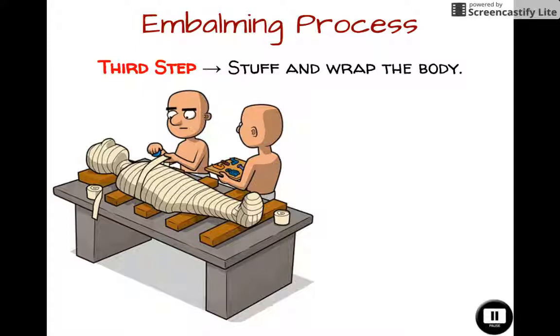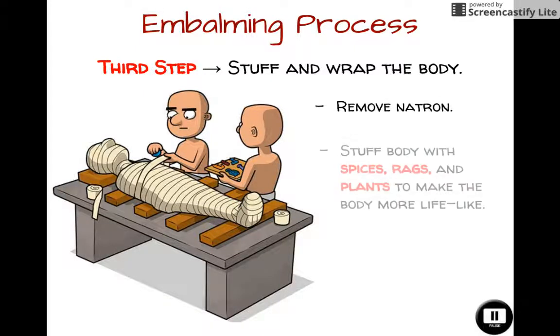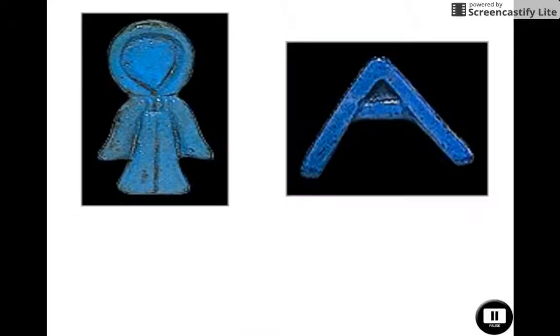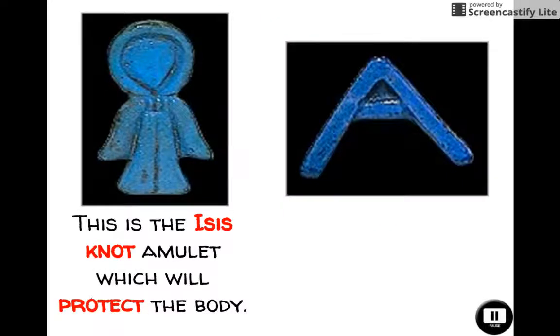Step three, after those 40 days, we're going to remove all of the natron and we're going to begin stuffing the body with different spices to make it smell better, rags and plants to give it a more lifelike appearance. And then we're going to wrap the mummy up in that famous mummy wrap. Within the wrappings, we're going to include items called amulets. Amulets are items that are wrapped up within a mummy for protection.